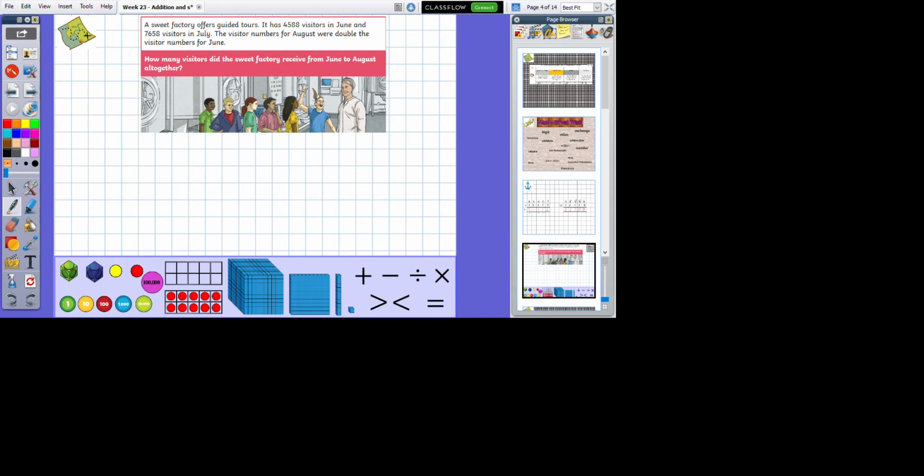Okay, so this is a problem solving and reasoning question. Some of you might come across this today or something similar to this, okay? So it says a factory offers guided tours. It has 4,588 visitors in June and 7,658 visitors in July. The visitor numbers for August would double the visitor numbers for June. How many visitors did the sweet factory receive from June to August altogether?